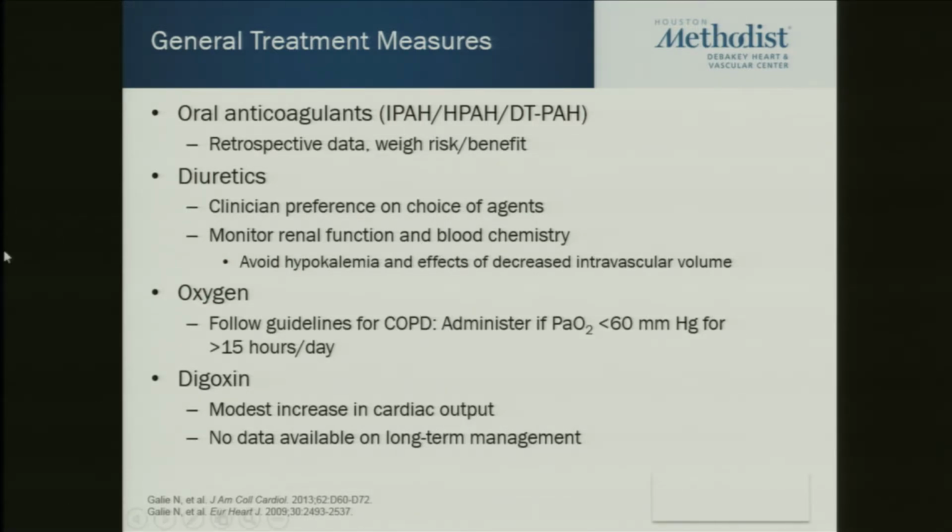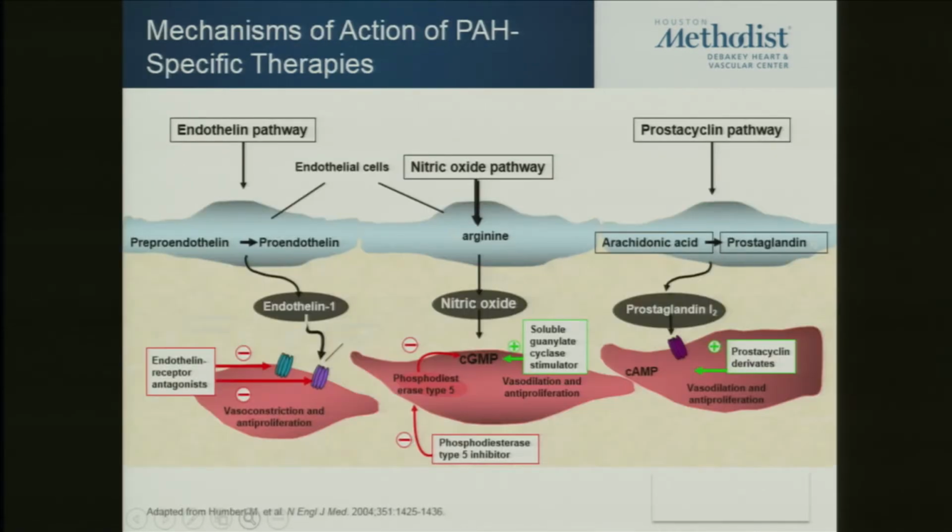So oftentimes you will need diuretics, and one of my choices is really to add Aldactone, because a lot of these patients have secondary hyperaldosteronism, and they respond very well to Aldactone along with low-dose Lasix. And if they need oxygen, they need to be put on oxygen. And digoxin, again, can lead to some modest improvement in cardiac output and can be used in these patients.